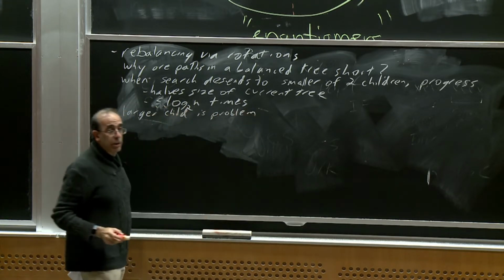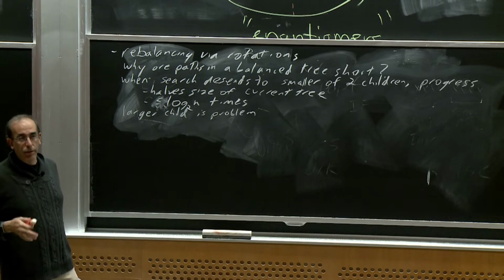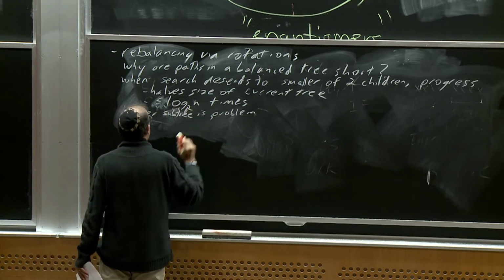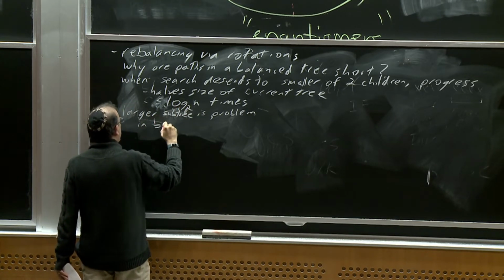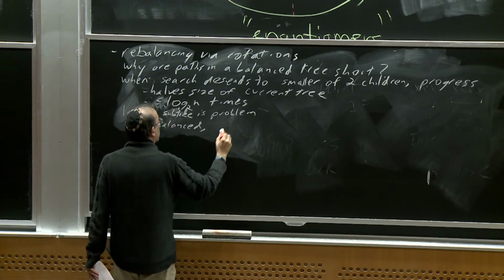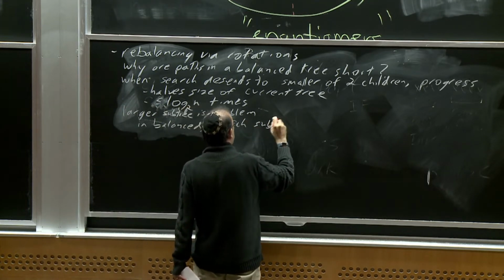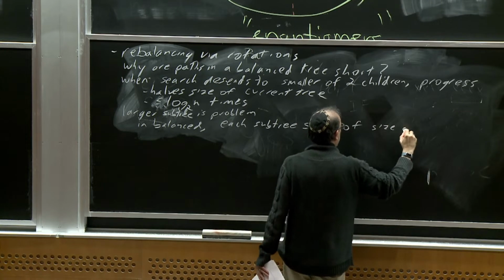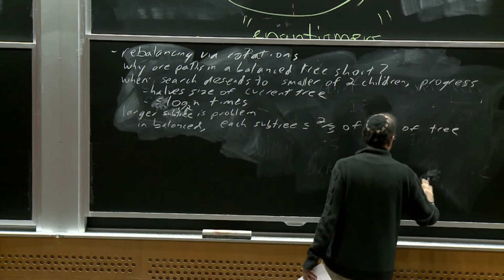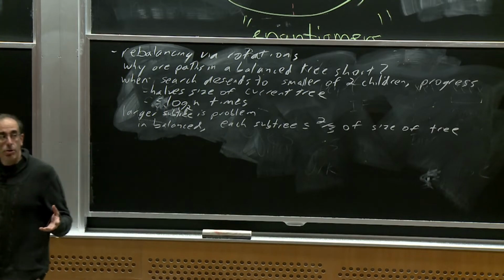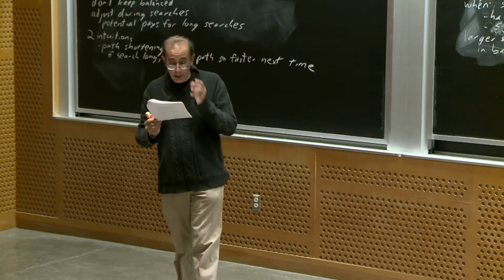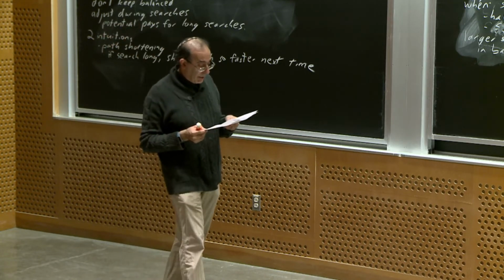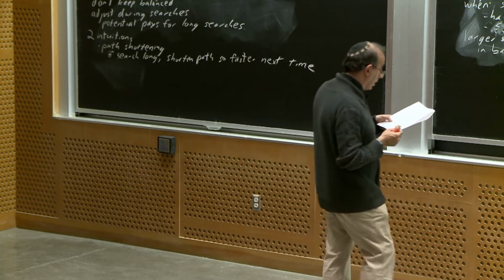Going to the larger child could potentially be a problem if the larger subtree is very large. So what we try to ensure is that in a balanced tree, each subtree should be at most 2/3 of the size of the tree. If each subtree is at most 2/3 of the size, then the same argument applies. You're decreasing the size of the tree by a constant factor each time, and so you can only descend log n steps before you reach a single leaf.